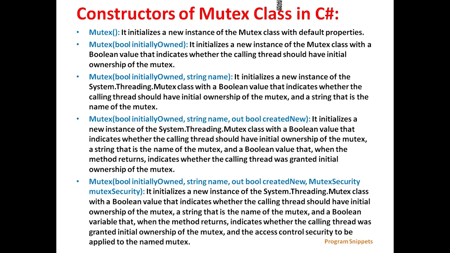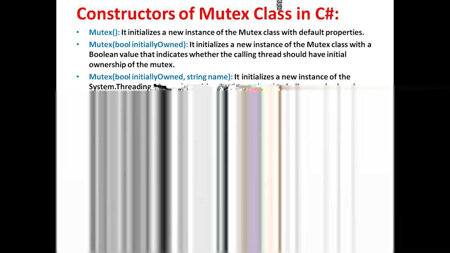And Mutex with parameters initiallyOwned, name, createdNew and mutexSecurity initializes a new instance of the System.Threading.Mutex class with a boolean value that indicates whether the calling thread should have initial ownership of the mutex, a string that is the name of the mutex and a boolean variable which indicates when the method returns whether the calling thread was granted initial ownership of the mutex, and the access control security to be applied to the named mutex.